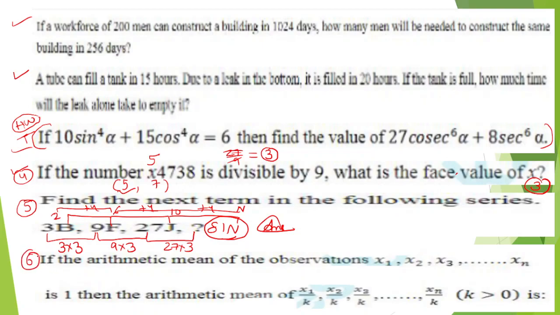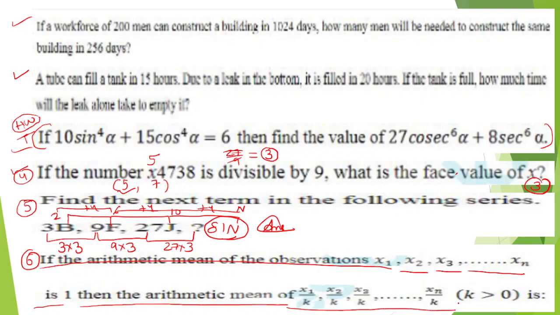Okay, let's move to the sixth question, and it pertains to advanced mathematics. If the arithmetic mean of the observations x1, x2, x3 up to xn is 1, then the arithmetic mean of x1 by k, x2 by k, x3 by k up to xn by k, where k is greater than 0, is. So these are verbal type questions, you can do them easily verbally.